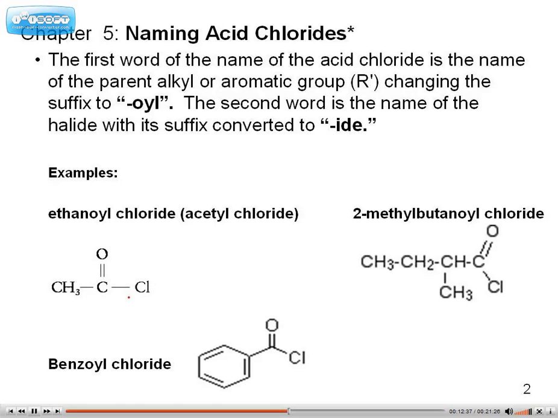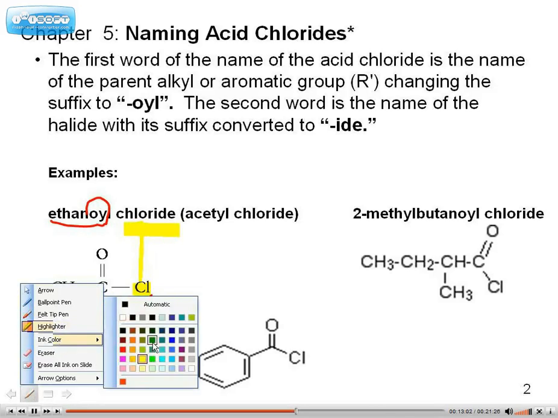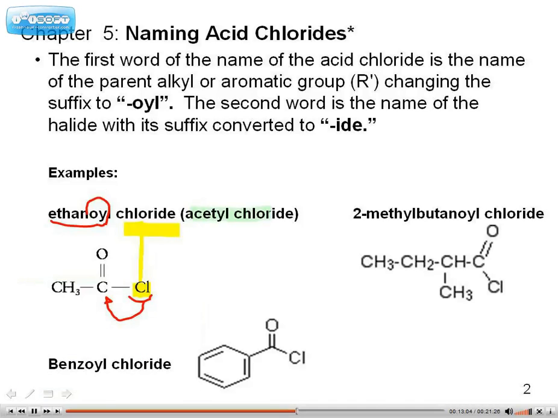When you have a chloride attached, then the proper name is ethane, because that's the parent. But we drop the E and add in oyl, O-Y-L. We then put a space in between, and then we put the name of the halogen. And the name of the halogen is chloride. In green, we have the common name, acetyl chloride. But you'll be responsible for giving the proper IUPAC name.